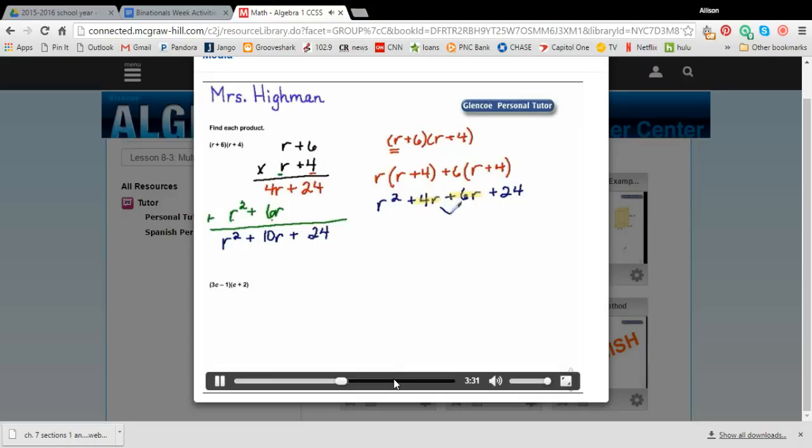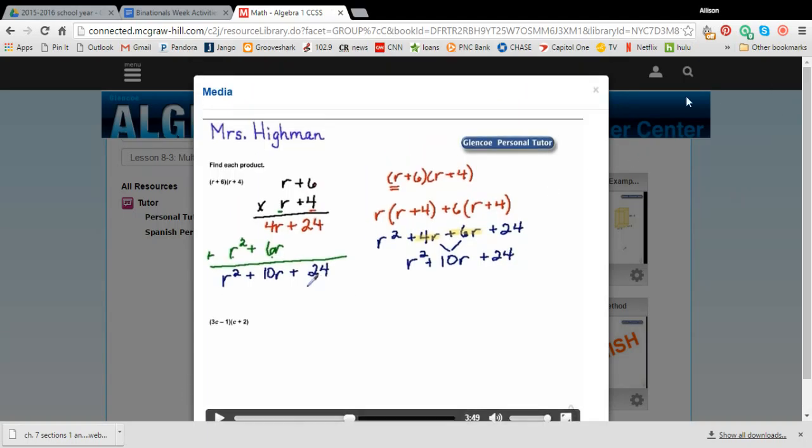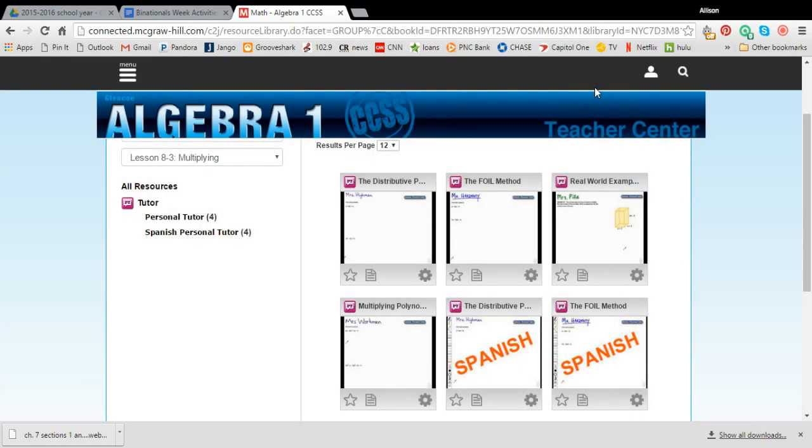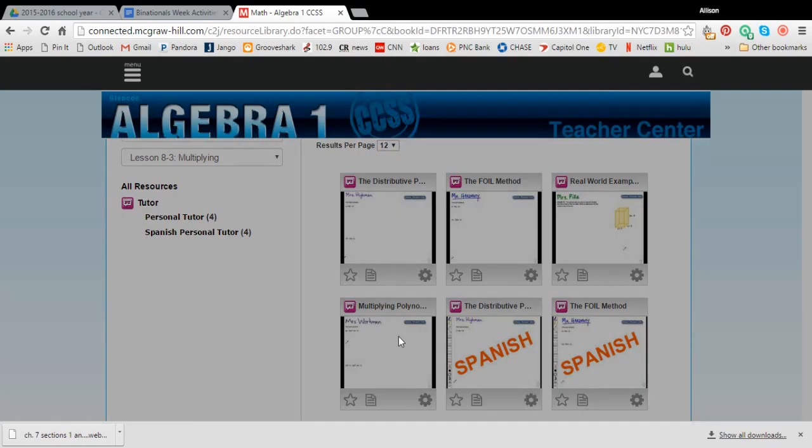So when we combine those two together, we get 10r. We still have r squared. We're adding to that 10r, and adding to that 24.